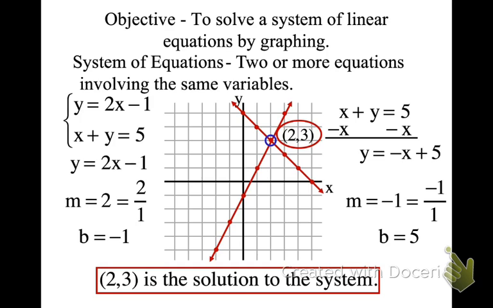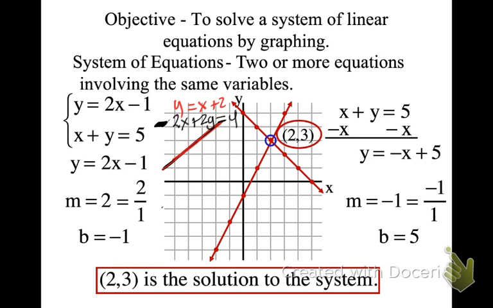And then we could have something like this. I'm going to try and do this the best I can. I could have one equation that looks like this, and then another one that ends up right on the same line. One equation might be y equals x plus 2, and the other one might be negative 2x plus 2y equals 4.